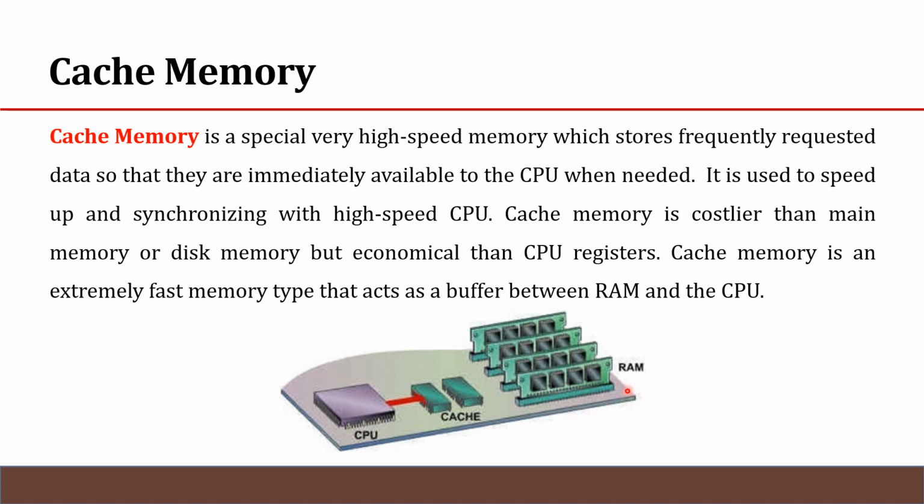This small, high-speed memory usually stores the frequently requested data so that they are immediately available to the CPU when needed. And it is used to speed up and synchronize with the high-speed CPU. This cache memory is costlier than main memory or disk memory but more economical than CPU registers. Cache memory is an extremely fast memory type that acts as a buffer between the RAM and the CPU.